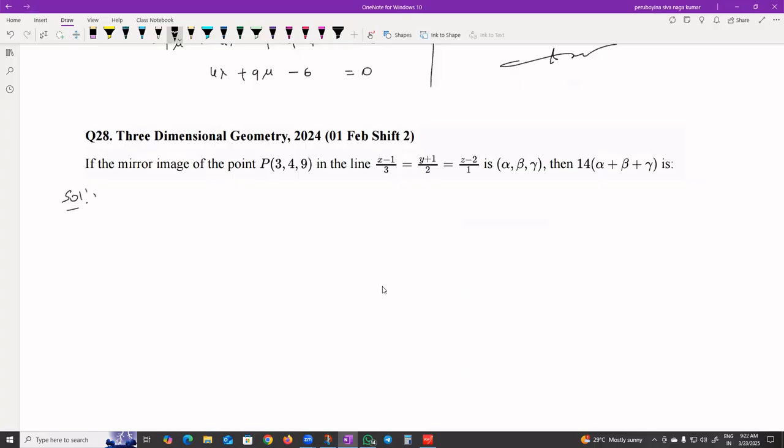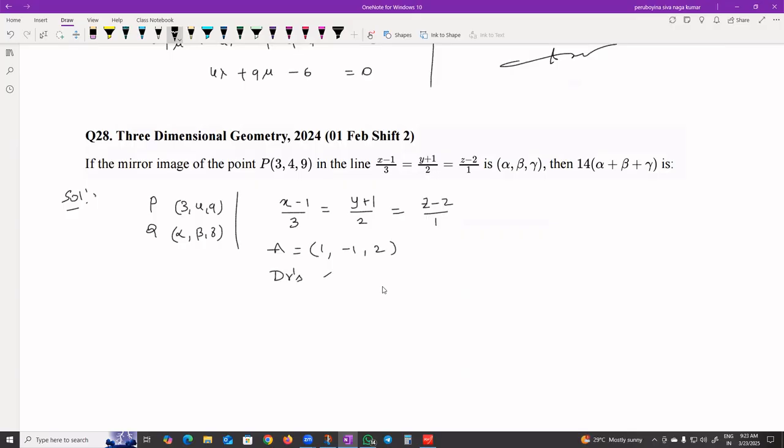First, we will copy whatever the points. The points are given P 3, 4, 9. And point Q is say alpha, beta, and gamma. And the line x minus 1 by 3 equal to y plus 1 by 2 equal to z minus 2 by 1. If you see the passing point of this, you can write A, 1, minus 1 and 2. If you see the DRs of this line, they will be 3, 2, 1. There is no modifications in the given line.